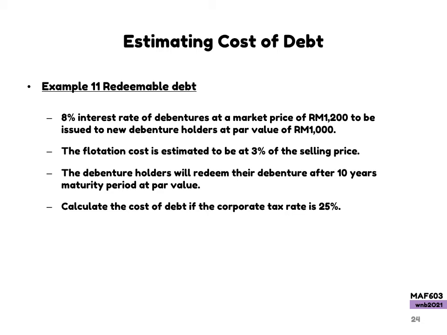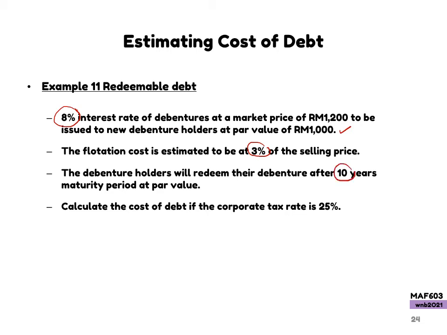Okay, here example 11, we have 8% interest rate of debentures at a market price of 1,200 to be issued to a new debenture holders at a par value of 1,000 ringgit. The flotation cost is estimated to be at 3% of the selling price. So, bila nak issue debentures, we need to incur flotation cost. Flotation cost dia adalah 3% daripada selling price. The debenture holders will redeem their debenture after 10 years maturity period at par value.